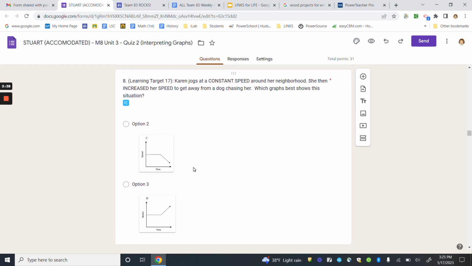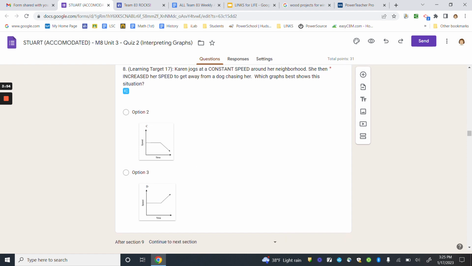Number 8, Karen jogs at a constant speed around her neighborhood. She then increased her speed to get away from a dog chasing her. Which graph best shows the situation? So the labels are speed and time. Is it option 2 or option 3?